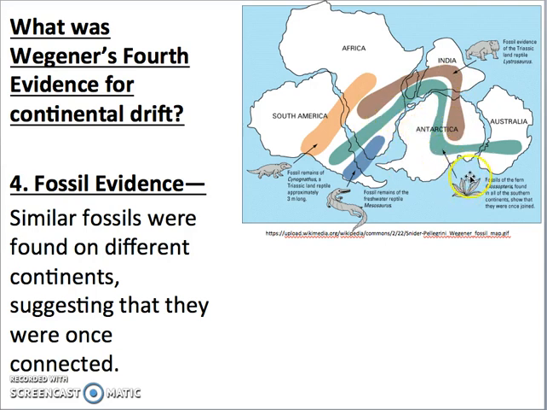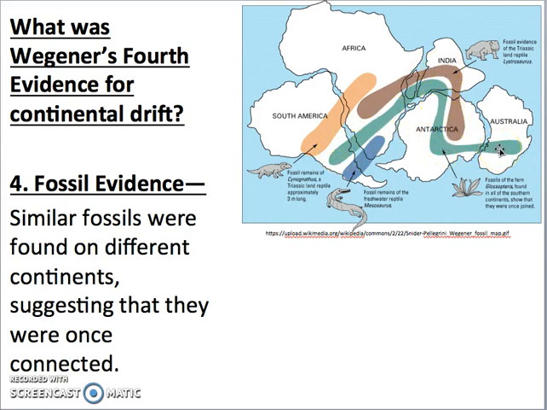A really important example that you guys may have noticed from the collaborative station activity was this Glossopteris, which is a type of plant, and they were found across Australia, Antarctica, India, Africa, and South America.